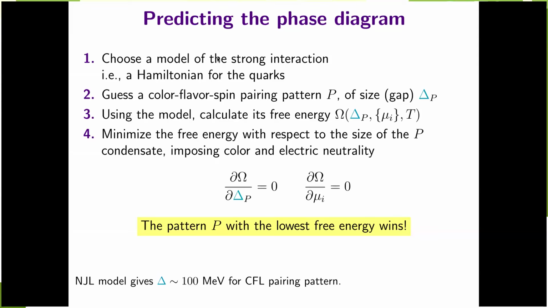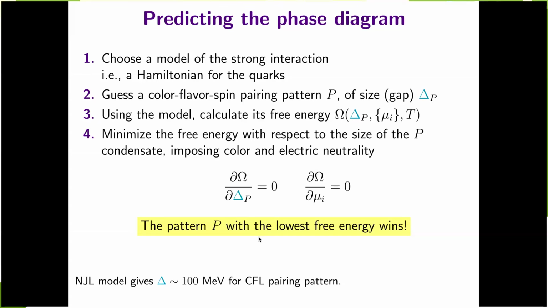Once you've got a Hamiltonian, you guess some color flavor spin pairing pattern, like that CFL pattern. You calculate its free energy, and then you minimize the free energy to find out what all those coefficients are in the variational state and what the size of the gap is. You impose gauge neutrality, so it's electrically neutral and color neutral. And when you do those things, the pattern with the lowest free energy wins.